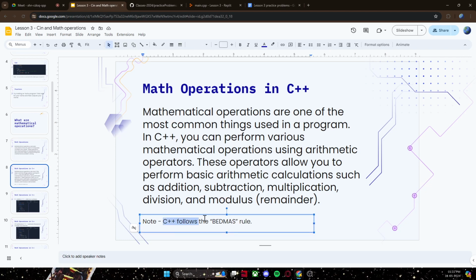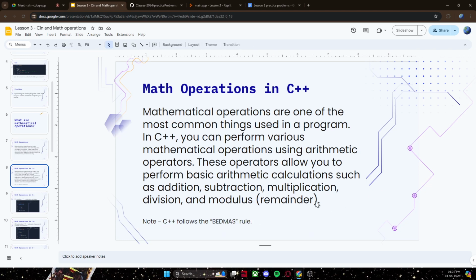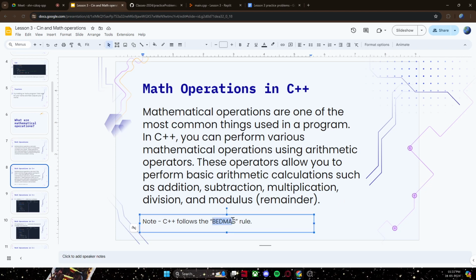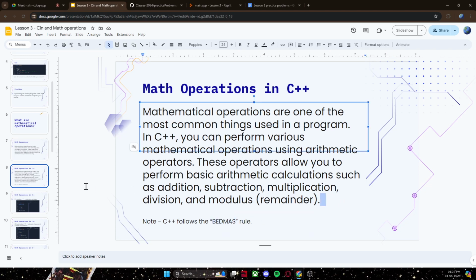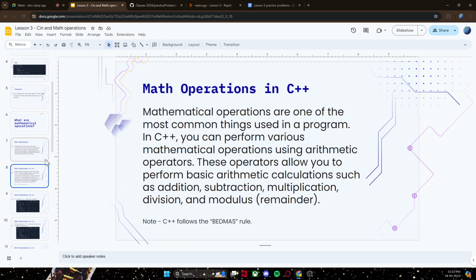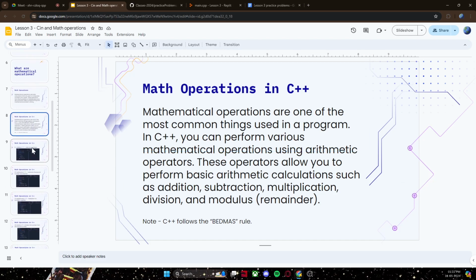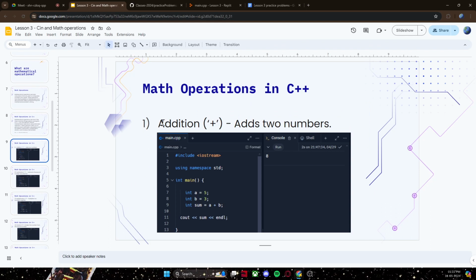Also, C++ follows the BEDMAS rule. So if you give the code a bunch of mathematical operations in a single line, it will follow the BEDMAS rule as you would normally do. That's the case with most programming languages. So yeah. Alright, so the first one is addition.